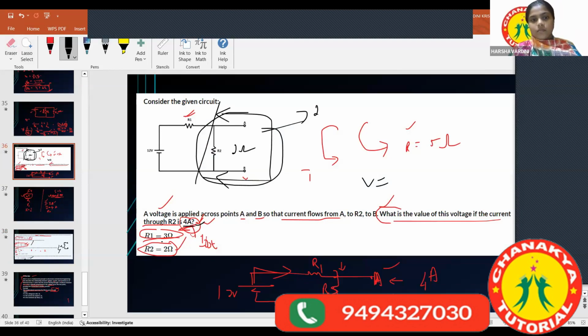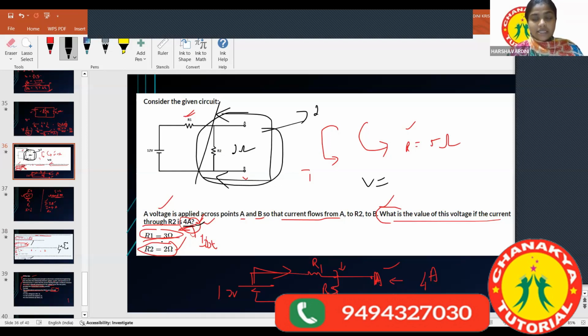So you can ask me, ma'am, how will I know that? In this question, nobody has told me that this 4 ampere is the entire current flowing. But how did we find it? Because voltage is applied in both of the parts of the circuit, but they have only given 1 ampere, like 1 unit of current. So that is one trick.